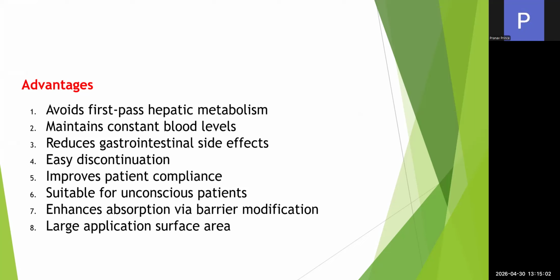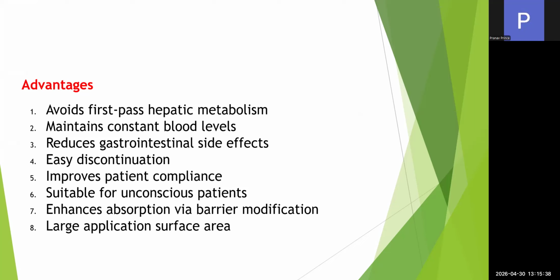I will explain more about these advantages. First point is that the transdermal drug delivery system avoids first-pass hepatic metabolism. Normally, oral drugs go through the liver first. That is called first-pass metabolism, where a large portion may be broken down before reaching the circulation. In this case, the transdermal delivery bypasses the liver initially. So more active drug reaches the bloodstream, which improves efficiency.